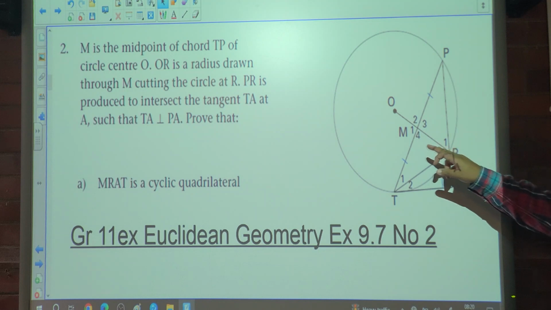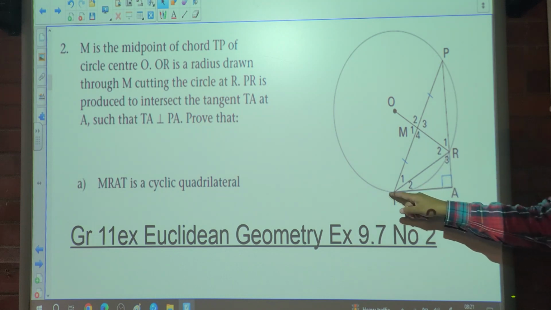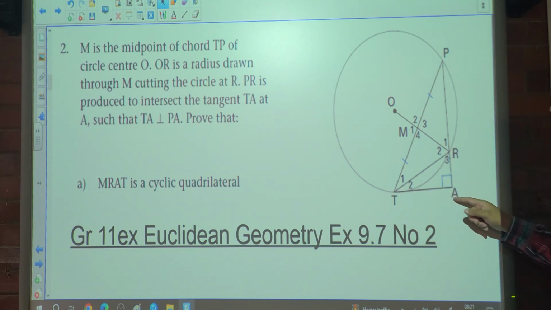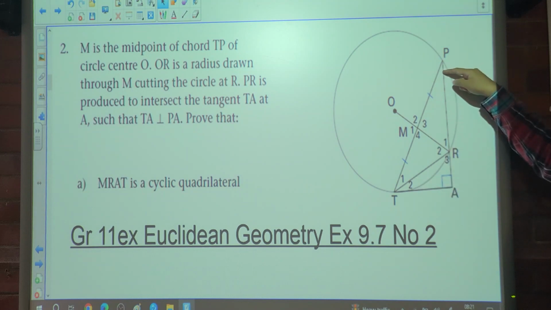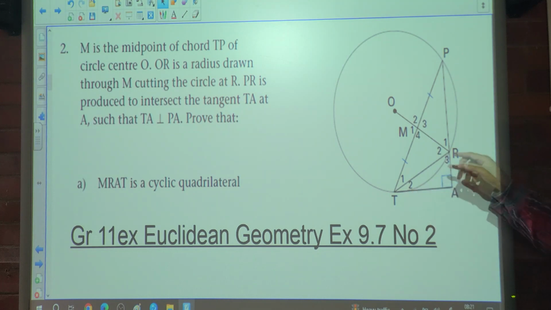Then we are told that OR is the radius drawn through M, cutting the circle at R. PR is produced, which means extended, to intersect. This is now a tangent at A. If this is a tangent, what do we know? That T2 is equal to P. Why? Tan theorem. Then we are told that TA is perpendicular to PA.